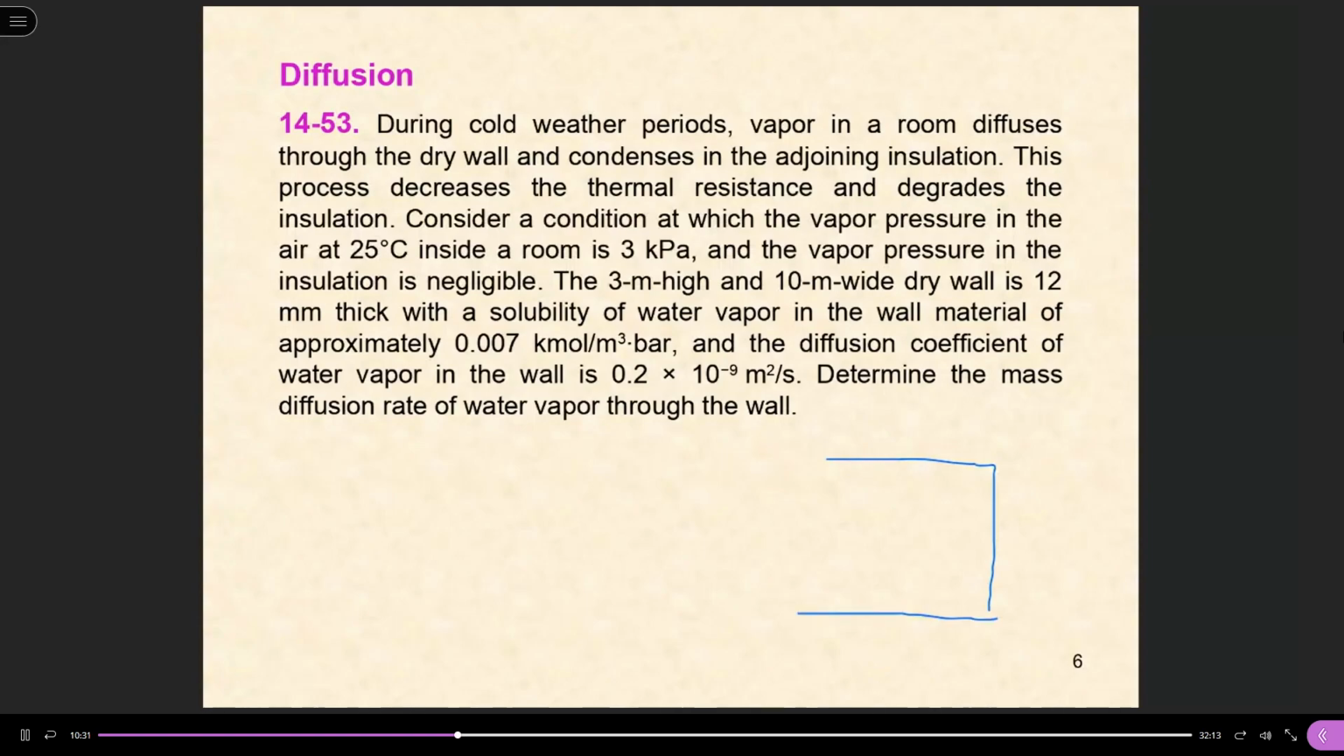Here we're talking about a room at about 25 degrees. And okay, here the vapor pressure, basically we're talking about the partial pressure of water vapor in the air. That is 3 kilopascal, or 3,000 Pascal, right? Okay.